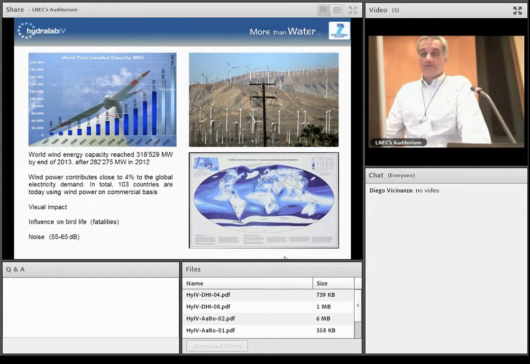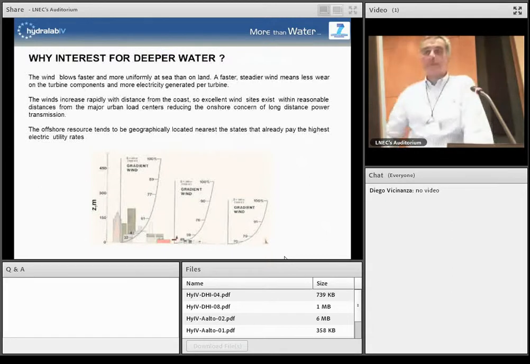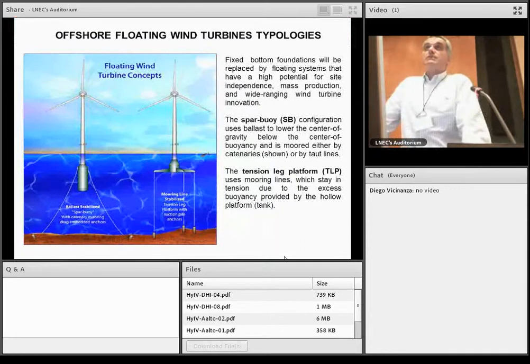There are two typical offshore floating wind turbines. The spar buoy type, which we will call SB, has a configuration using ballast to lower the center of gravity below the center of buoyancy, and it is moored either by catenaries or by taut lines. The second type is the tension leg platform, TLP, which uses, again, mooring lines, but which stay in tension due to the excess buoyancy provided by the hollow platform or floater.